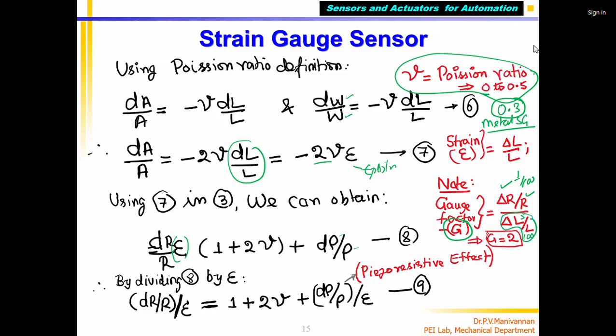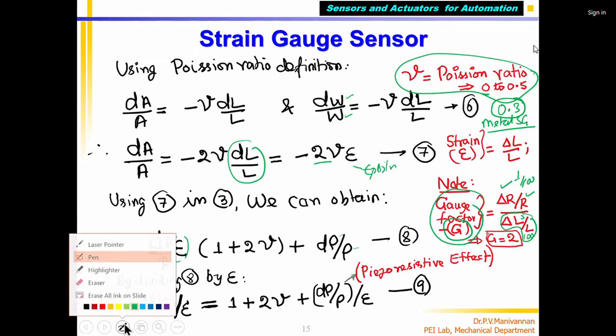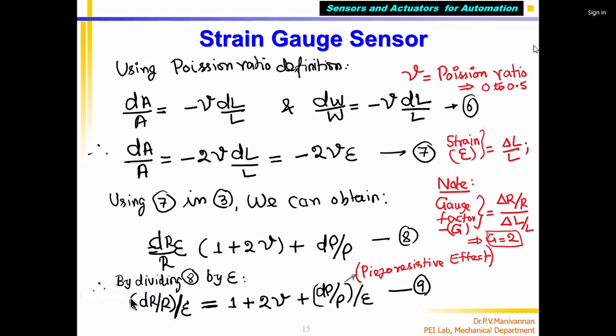Delta R by R divided by delta L by L is called gauge factor. Gauge factor is one of the important parameters for the strain gauge. If you want to buy a strain gauge, you need to look for this information. The higher the gauge factor, the better. We'll say why in the next slide. Now that we have the derivation, dR by R divided by epsilon equal to 1 plus 2 nu plus d rho by rho divided by epsilon. This is my equation number 9.